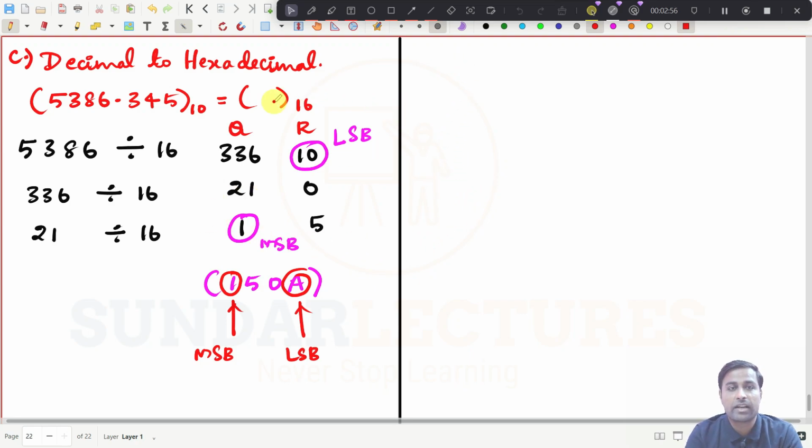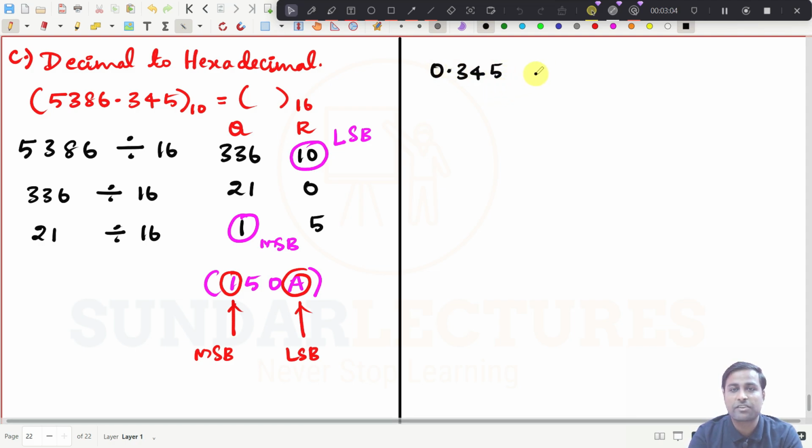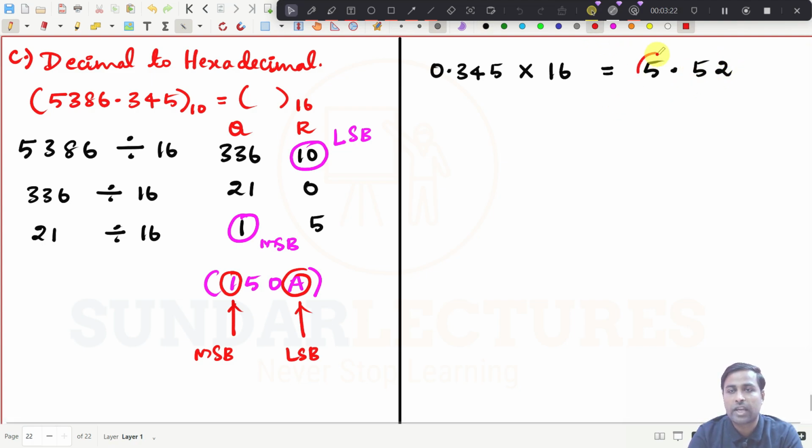So next one, what we have to do, you have to convert this 0.345 using the successive multiplication method. So you just multiply this by 16 now, because this is conversion of decimal to hexadecimal. So you have to multiply it by 16. If I do so, I am getting 5.52, and you have to take this value out.